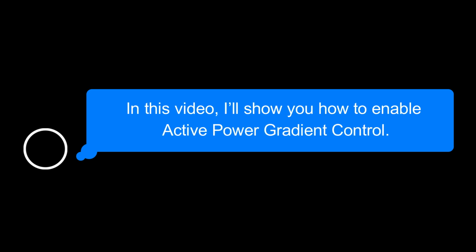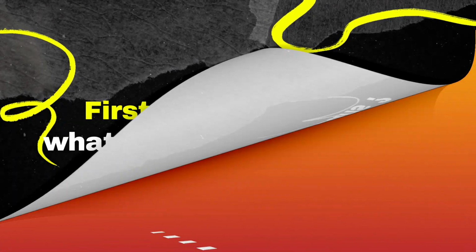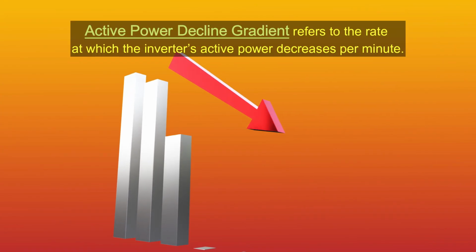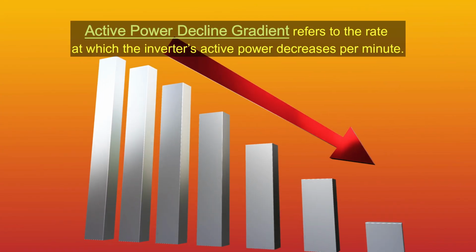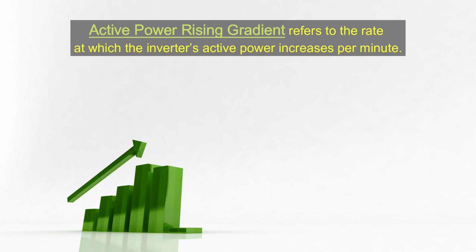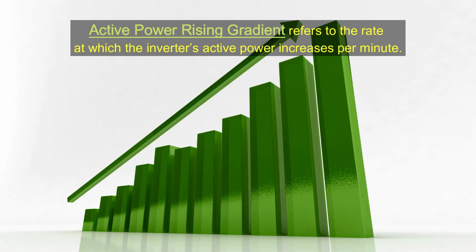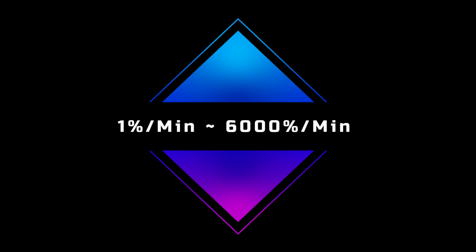In this video, I'll show you how to enable active power gradient control. First, let's go through what this function means. Active power decline gradient refers to the rate at which the inverter's active power decreases per minute. Active power rising gradient refers to the rate at which the inverter's active power increases per minute. The adjustable range for this function is 1% per minute to 6,000% per minute.